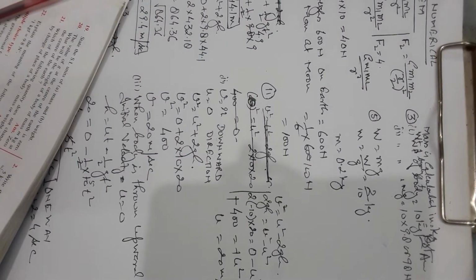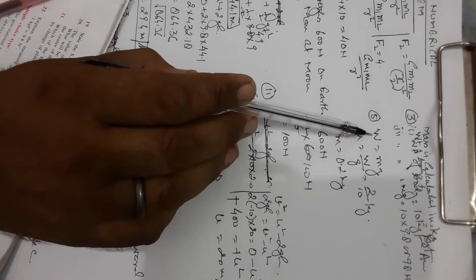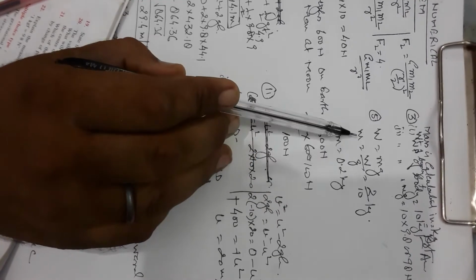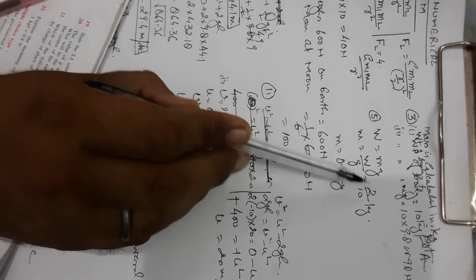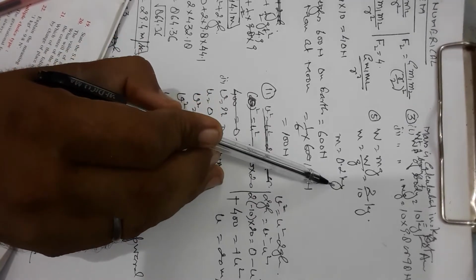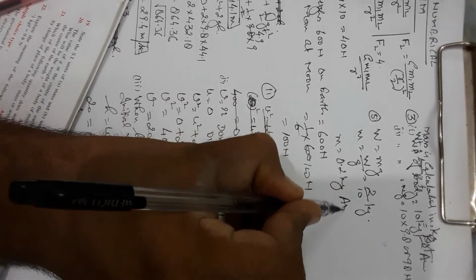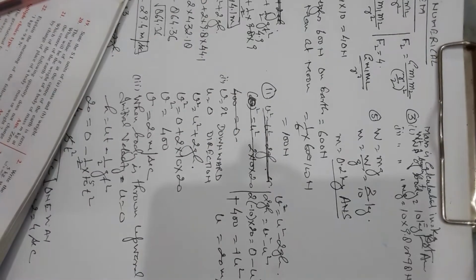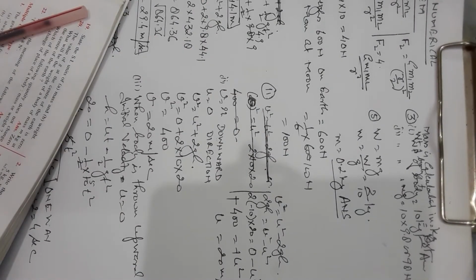Question number 5. The weight of a body is 2 Newton. What things are there in weight, children? Mass into force of gravity. The weight of the body is 2 Newton. What is the mass of the body? Now they have asked the reverse. We know that W is equal to m into g. They have asked mass, so W upon g, 2 by 10, 0.2 kg. Answer is 0.2 kg. Please check.